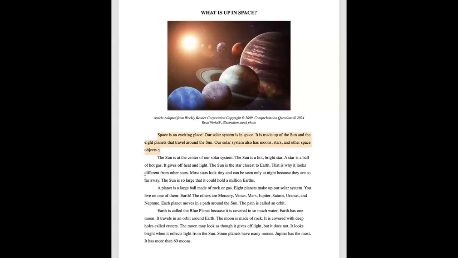Space is an exciting place. Our solar system is in space. It is made up of the sun and the 8 planets that travel around the sun. Our solar system also has moons, stars, and other space objects. This is the introductory paragraph. This should really give us some clues about what the main idea is.